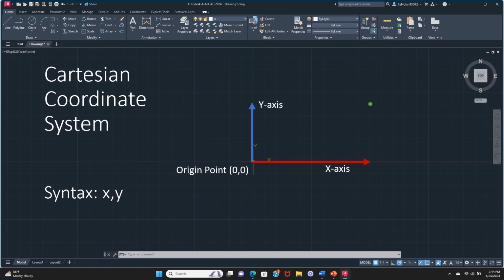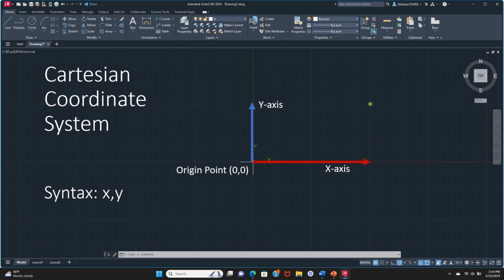Our Cartesian coordinate system is a 2D grid that you're probably most used to. It uses the x and y coordinates to specify the position of a point or the object in the drawing. The x-axis represents the horizontal position, and the y-axis represents the vertical position. The origin point, also known as 0, 0, is where the x and the y-axes intersect.